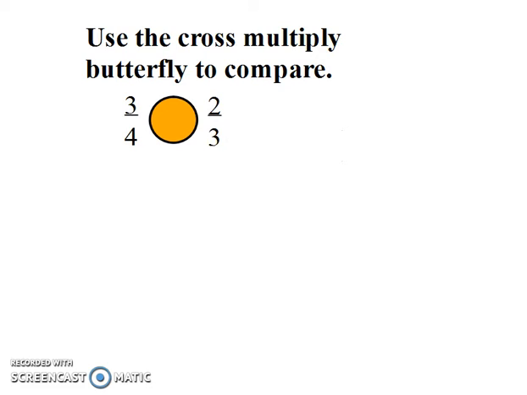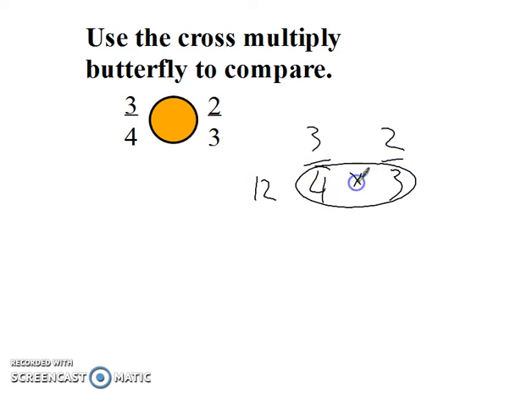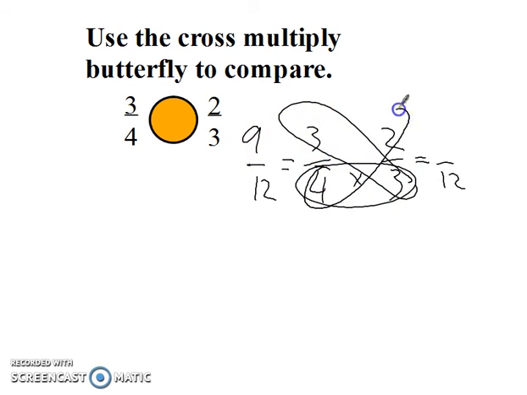I know some people may not have seen cross multiply butterfly before, so let's try a couple more. We got 3/4 and 2/3. So remember, first thing I'm going to do is get my new denominator. 4 times 3 gets me to a 12. So I know both denominators are going to be 12ths. Get this front wing. 3 times 3 equals 9. And get this other wing. 4 times 2 equals 8. 9/12 is larger than 8/12, so 3/4 is larger than 2/3.